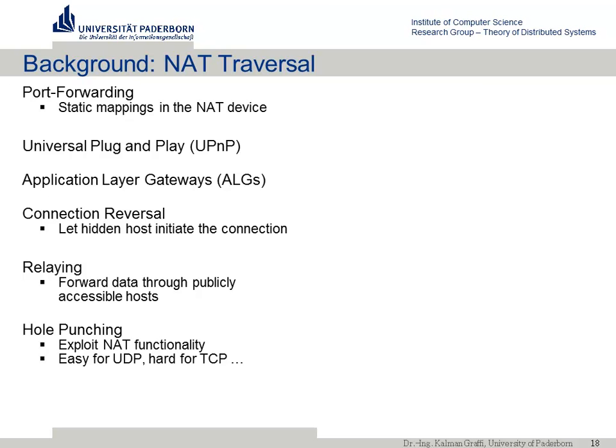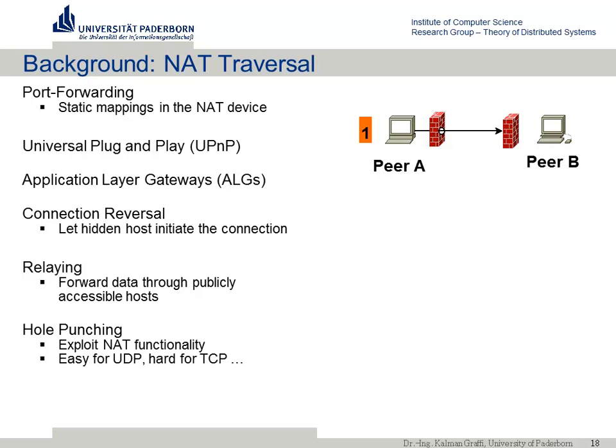What kind of features do we also have? Application layer gateways, so you can open specific ports to forward for specific applications. You have this connection reversal, so nodes from inside can create some connections, although they are not visible to the internet. You have this relaying, and we will have a look at hole punching, so how we can use the NAT to create some holes in the network, so that they can be connected from outside.